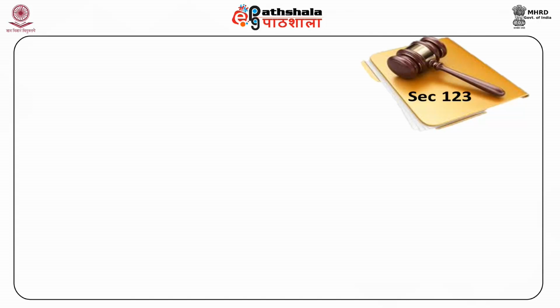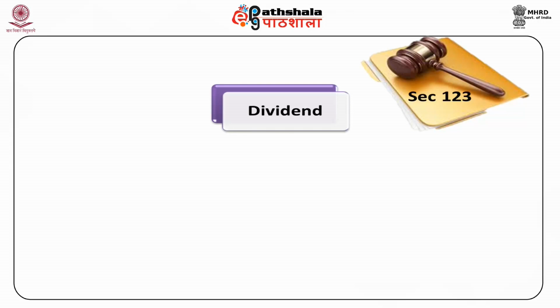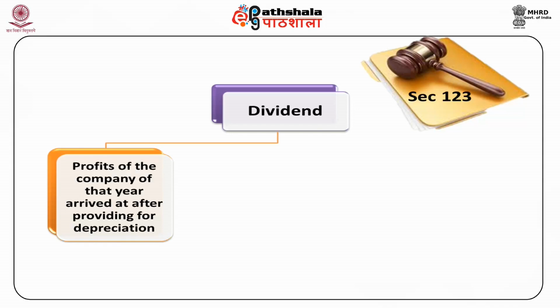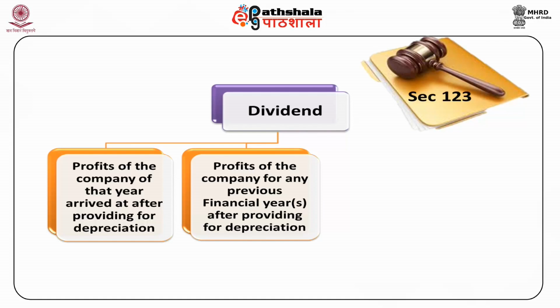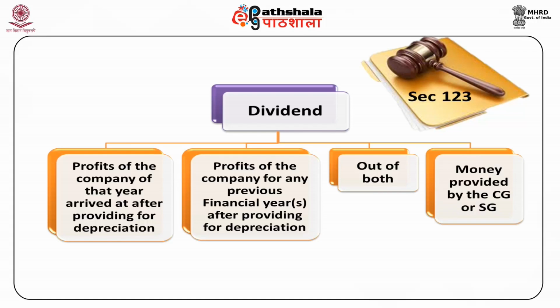As per section 123, dividend by a company for any financial year can be paid or declared only out of: A. Profits of the company of that year arrived at after providing for depreciation in accordance with the provisions of the Act, or B. Profits of the company for any previous financial year or years after providing for depreciation as per the provisions of the Act, or C. Out of both, or D. Money provided by the central or state governments for the payment of dividends in pursuance of the guarantee given by that government.